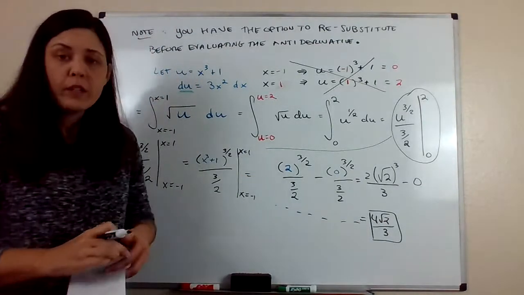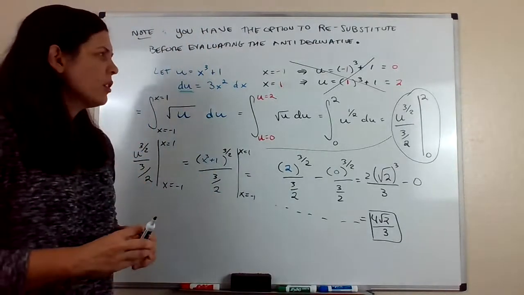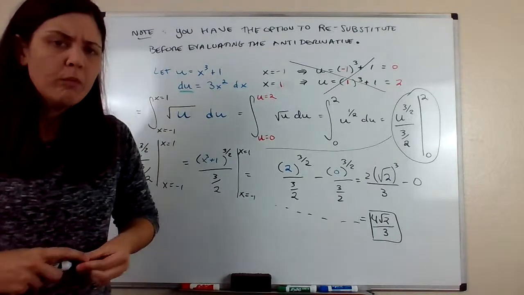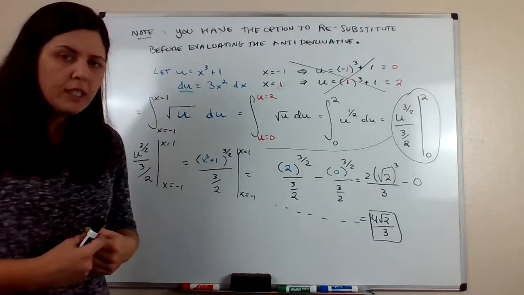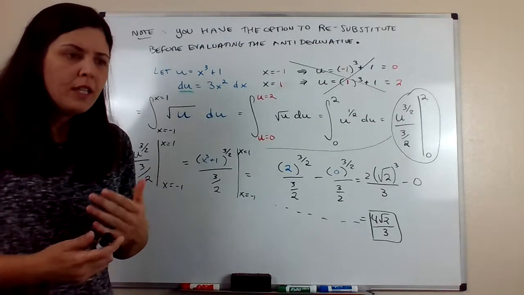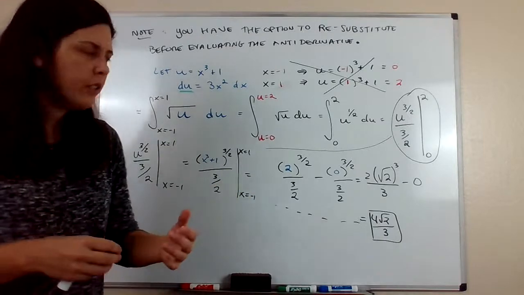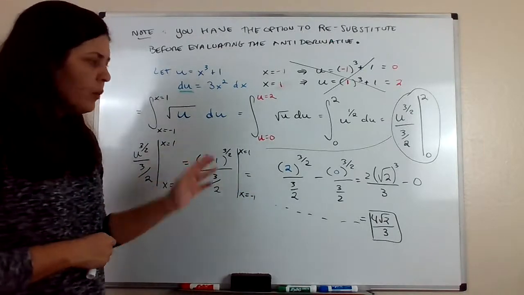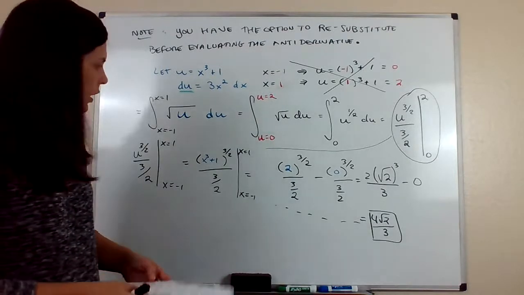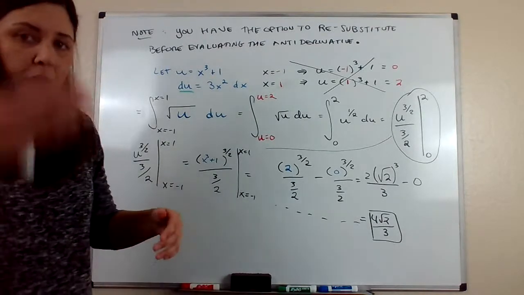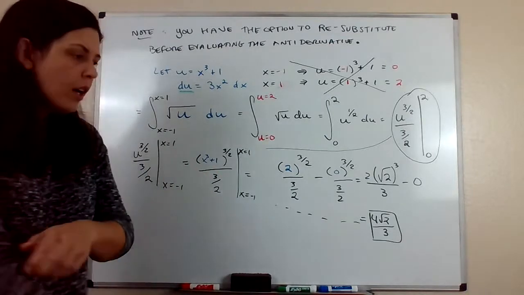So just so you're aware, you have options. Sometimes you'll notice it's a little hard to find your new limits, maybe if it involves trig functions and it's not a precise number when you plug something in for the angle of a trig function. But either way, you're going to get the same answer. So it's up to you. Okay, so that's how you use definite integrals with the substitution method.